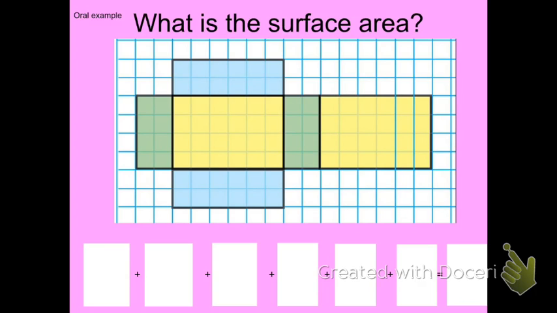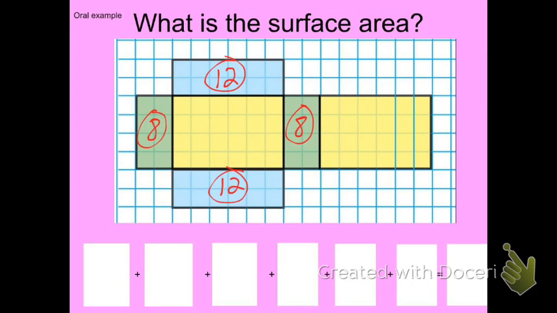So let's start with the green. How tall is the green? 4. And how wide? 2. So it's 4 times 2, which is 8. So the other green one is also 8, right? All right, how about the blue one? How tall is it? 2, and how wide? 6. 1, 2, 3, 4, 5, 6. So it is 2 by 6. What's that? 12. And this one is 12 also.